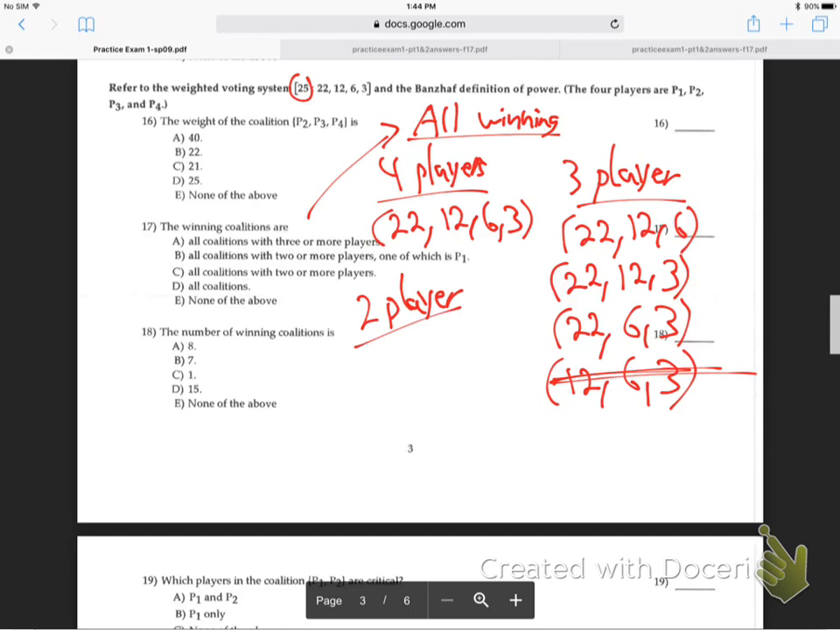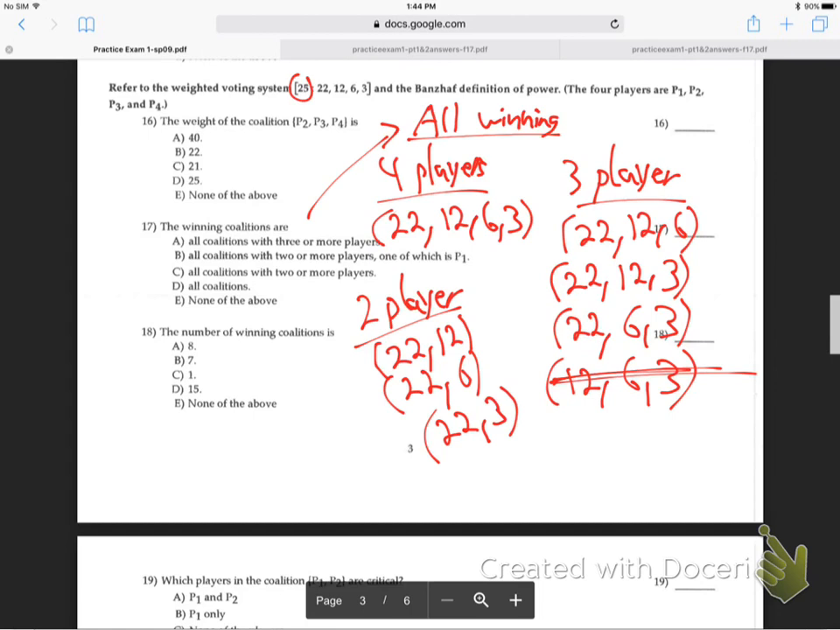Now, how about all the 2-player winning groups? So I did all the 4-player, all the 3-player winning groups, now all the 2-player winning groups. What are all the 2-player? Well, you got to have 25, so it'd be the 22 with anybody, basically. 22 with 12, 22 with 6, 22 with 3, and that's really it, huh? Just 22 with anybody. Makes 25 or more, it's a winning group. So there it is, there's all the winning coalitions.